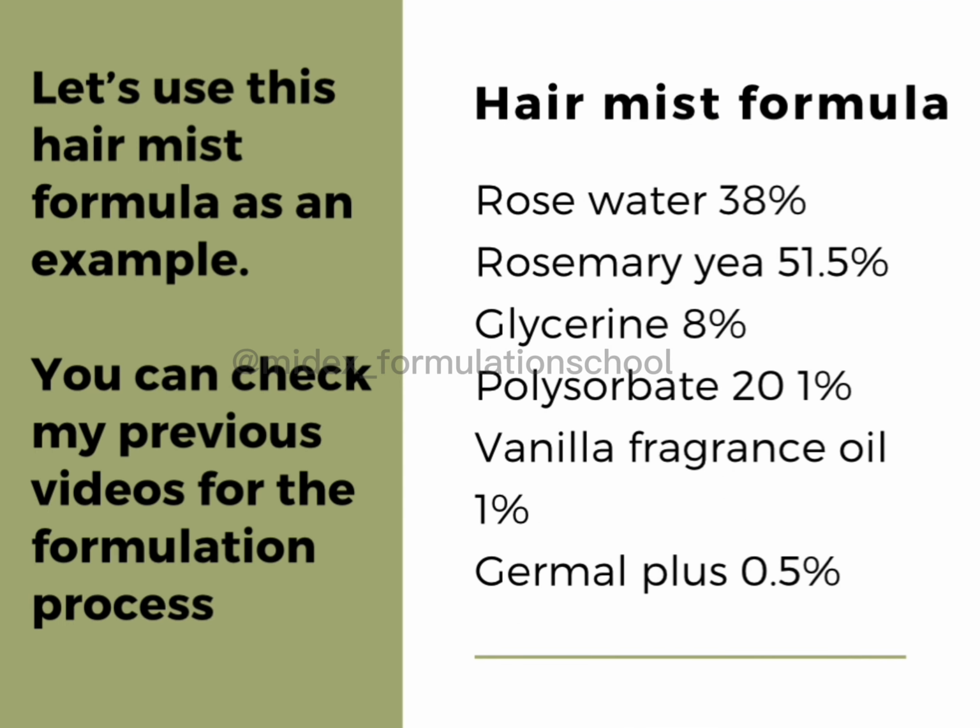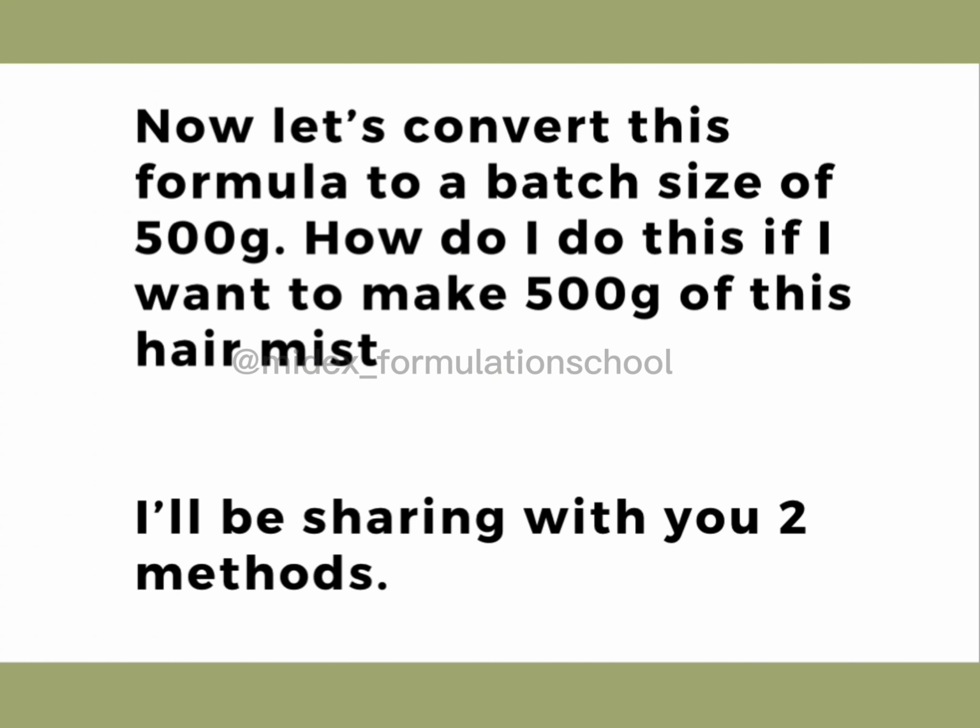I'll be using this mist formula. So in this mist formula, we can see that rose water is 38%, rosemary tea is 51.5%, glycerin 8%, polysorbate 20, and so on. You can see the percentages there. And in case you don't know how to formulate a mist, then you should check my previous video on how I did that. Let's convert this formula to a batch size of 500 gram. How do you do this if you want to make 500 gram of this mist? I'll be sharing with you 2 methods.